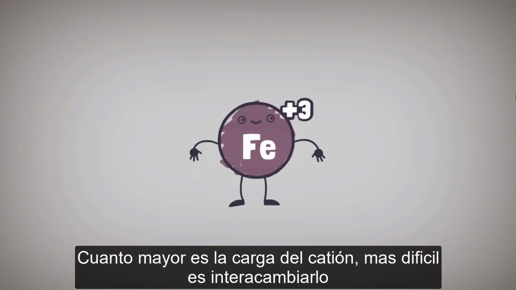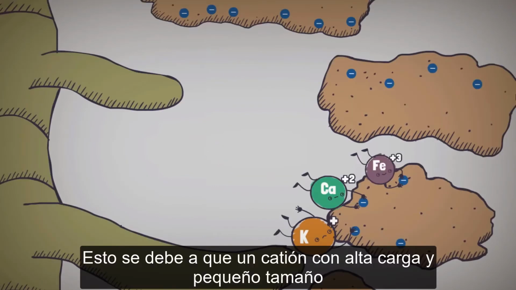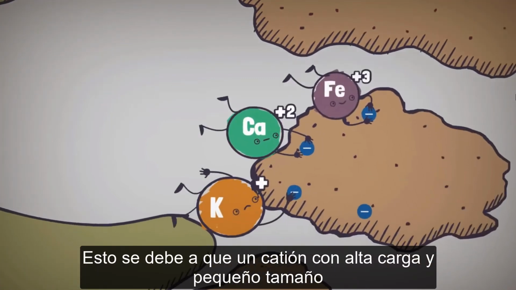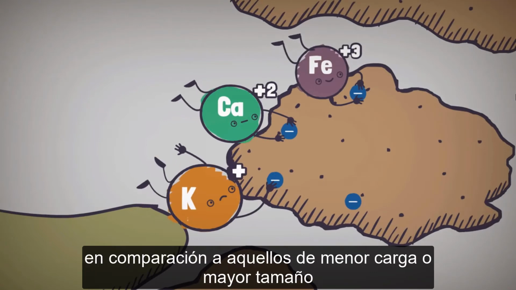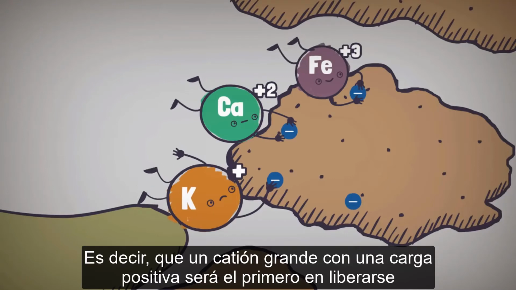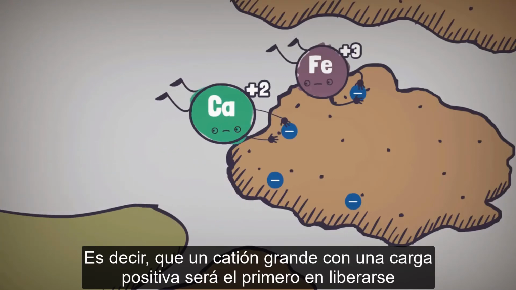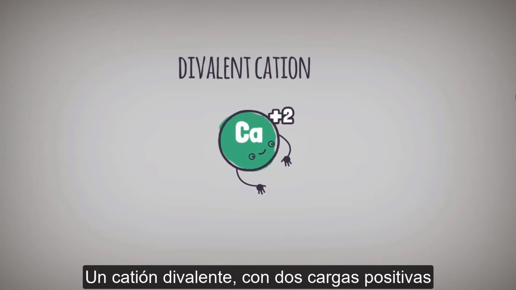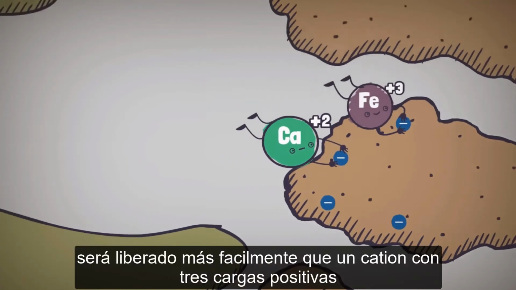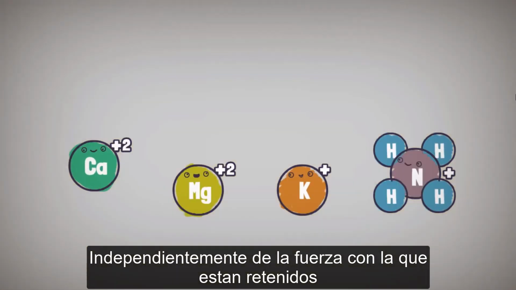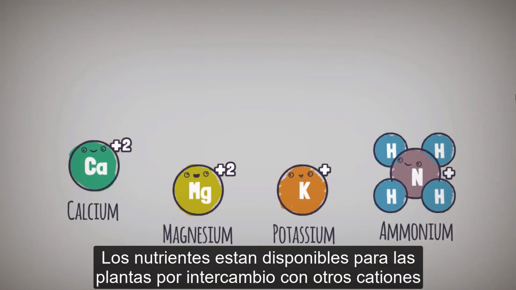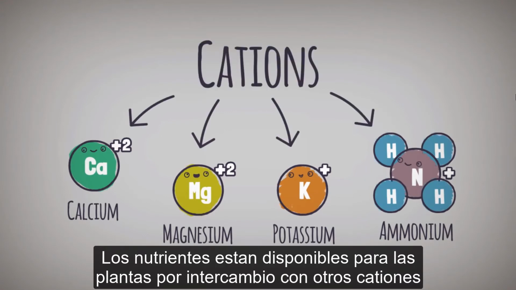The higher the positive charge, the harder it gets to exchange or trade cations. That's because a cation with high positive charge and small size is preferentially held by the soil over those with lower charge or larger size, meaning that a large cation with a positive charge of 1 will be the first to be released. A divalent cation, having a charge of 2, will be released more easily than a cation with a positive charge of 3. Whether they are held tightly or not, the nutrients are available to the plant in exchange for other cations.